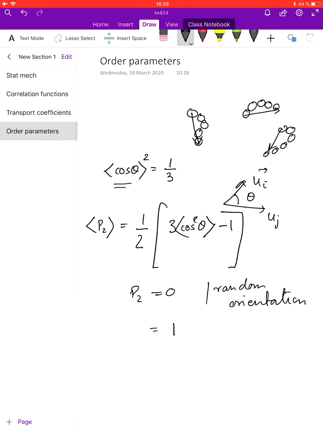It will be equal to 1 if ui and uj are perfectly aligned to each other. Then the angle between them is 0, cos theta is equal to 1, and (3 minus 1) divided by 2 is 1. So if two vectors are perfectly aligned to each other, then this value is 1. Similarly, if they are at an angle of 90 degrees, cos theta is 0, and the value of P2 becomes minus half for perpendicular orientation.